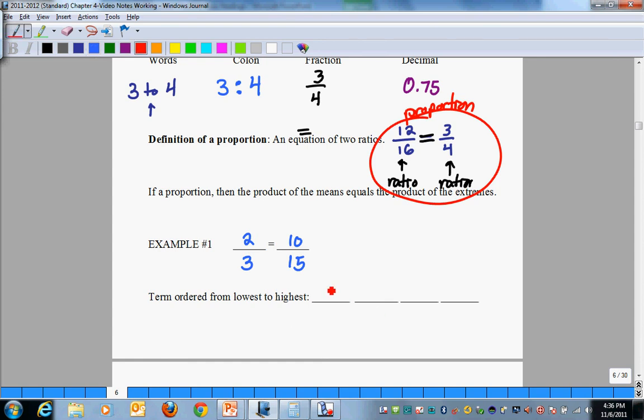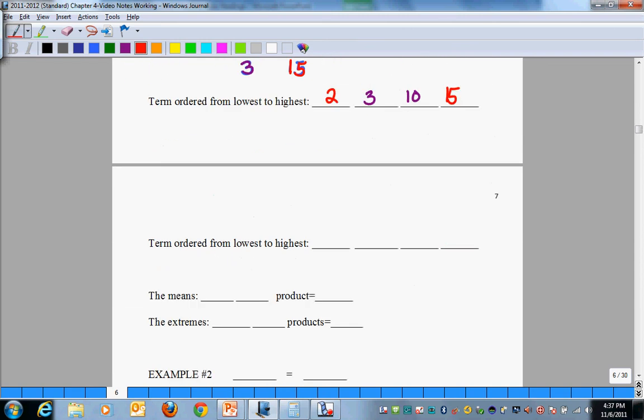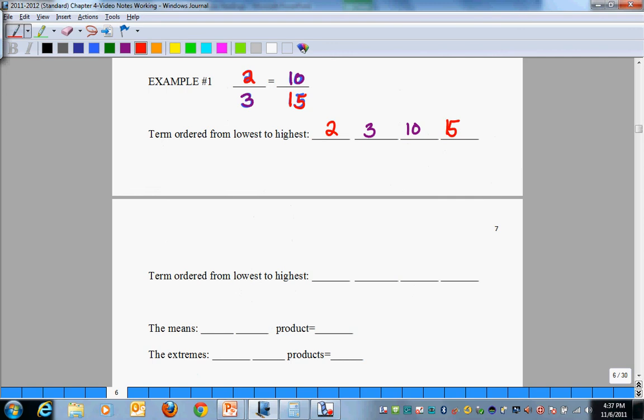Now we're going to order from least to greatest. The least is 2, and the next one is a 3. The next term is a 10, and the final term is 15. Let's bring those orders back over to the next page. In that proportion, 2 over 3 equals 10 over 15, the lowest is 2. The next lowest is 3. The next one is 10. And the highest is 15.